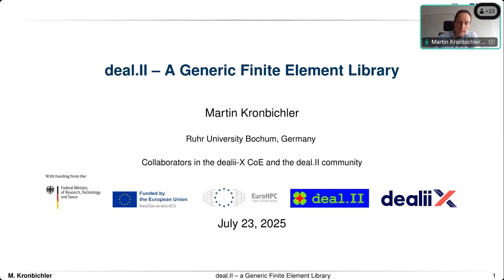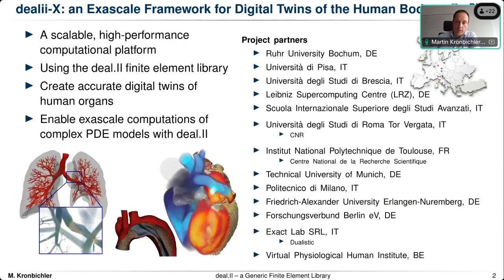So to start with, I would just like to go to the COE for a few seconds here. So we have the COE deal.II-X, which is an exascale framework for digital twins of the human body. And we aim to provide models for various aspects of the human body based on mathematical abstractions in the deal.II library. We are targeting digital twins in organs in several aspects. I just have a picture here for the heart and the lung, but we have several more. I will show you a bit more about them later.